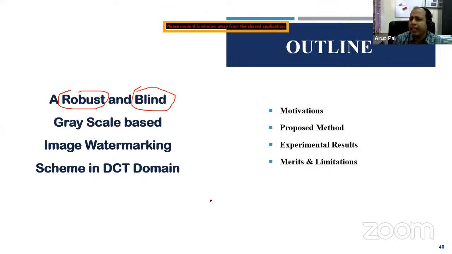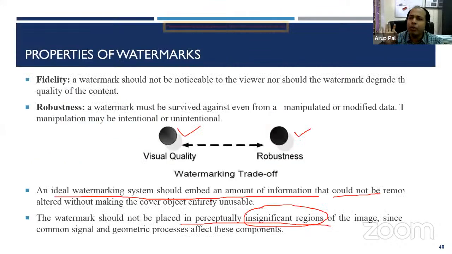Suppose I have a content, I have embedded some watermarks, and I distribute it to you, and you don't have the original watermark, you don't have the original content. If you have the original content, you can modify it, you can change it, and you can put another watermark and claim that it is yours. So generally, the receiver has no original content or original watermark.